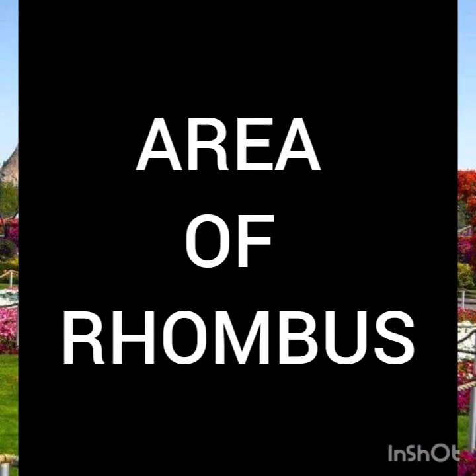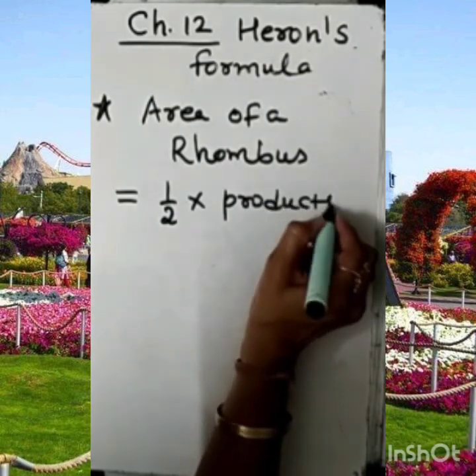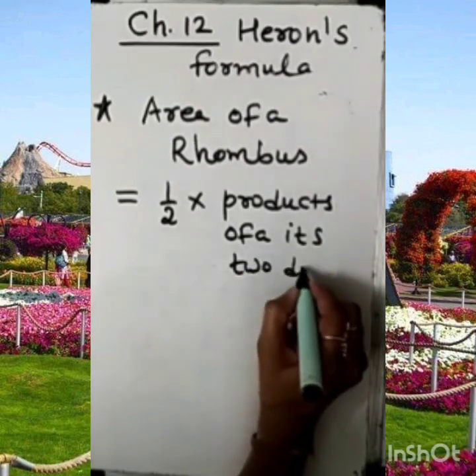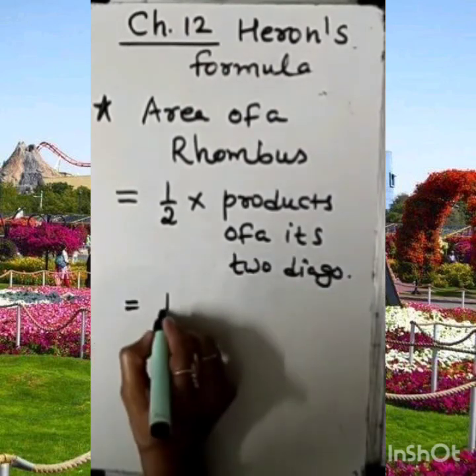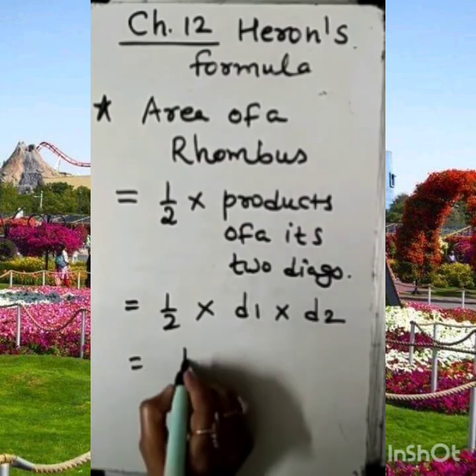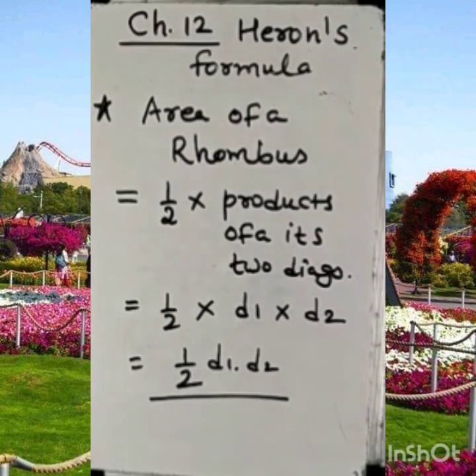So dear student, now the area of a rhombus. How to find it? The formula is 1/2 into the product of its two diagonals. You know very well, a rhombus has diagonals. How many diagonals? 2. So we can say one diagonal is D1, another is D2. Then the formula becomes 1/2 D1 into D2. This is also a formula to find the area of a rhombus, where D1 and D2 are the two diagonals of the rhombus.